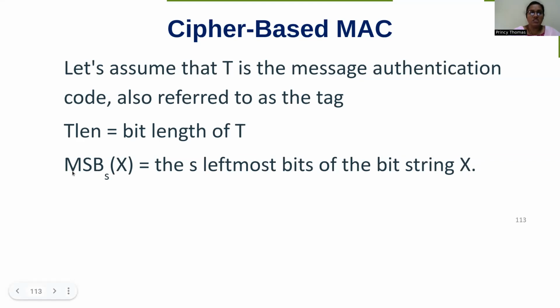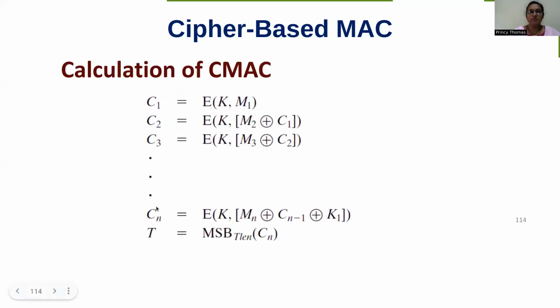Okay, so that is what it means by saying MSB of S of X: the most significant S bits of this X, so the leftmost S bits of the bit string X. Okay, so how CMAC, the cipher-based MAC, is calculated.